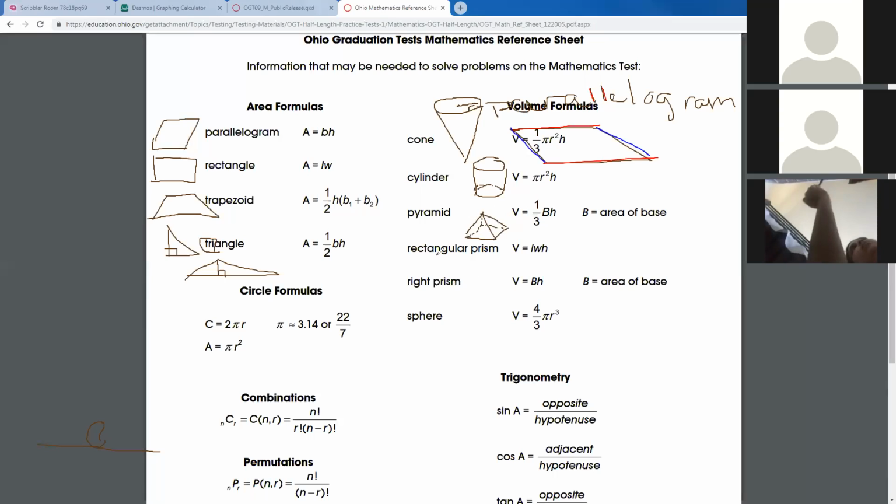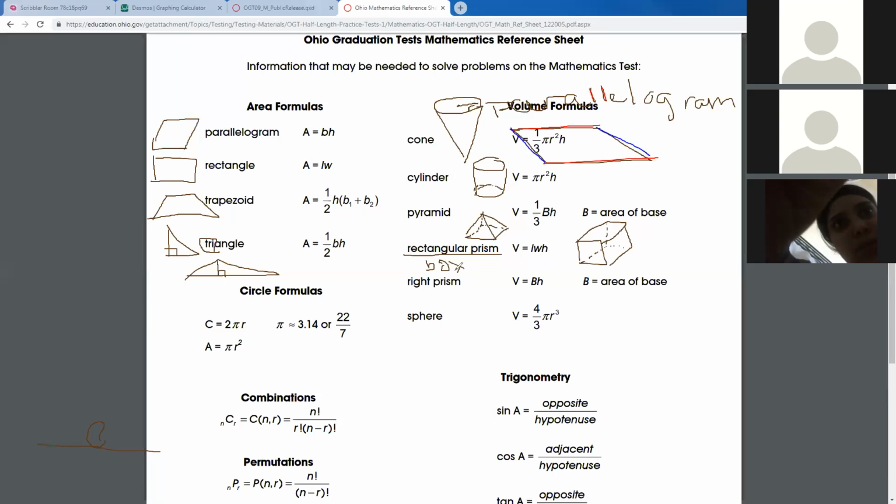Rectangular prism, that is a fancy name for a box. And again, it has some dotted lines behind to show the three-dimensional part of it. A right prism can be another shape. So a right prism could be like a triangle.